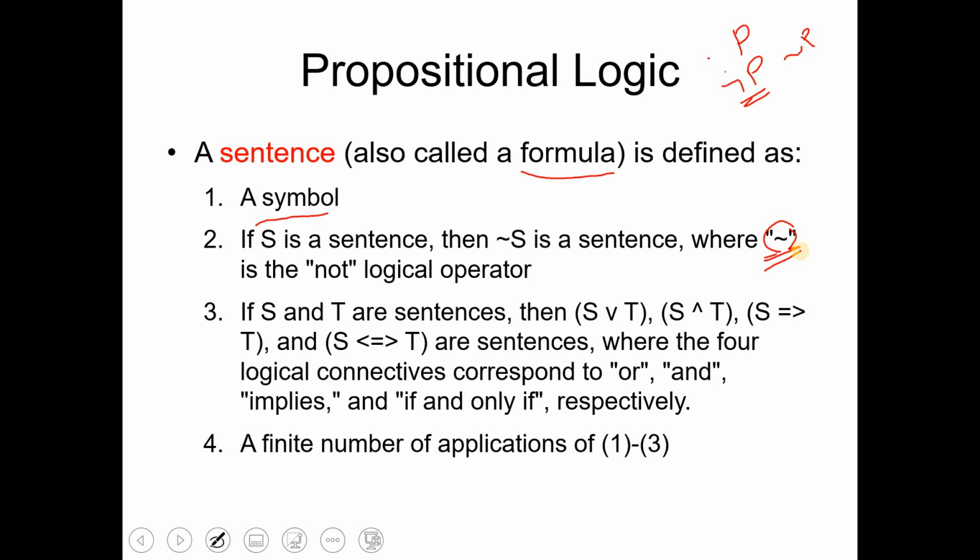Then you can also create, so one simple symbol can be a sentence. A simple symbol with a not operator can be a sentence. Or you can combine two symbols, for example S and T, to make another sentence. And this time you can combine them with some operators. So the operators we can use are the and operator and the or operator. I think this is or, yeah. So this one is or and this one is and.